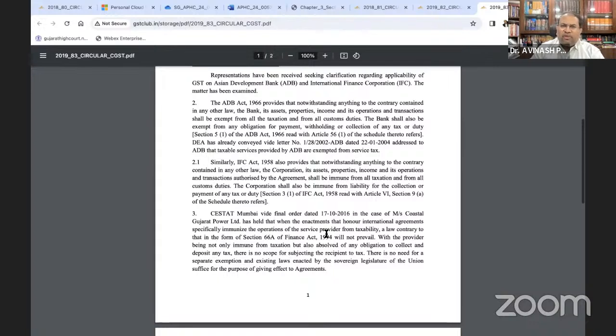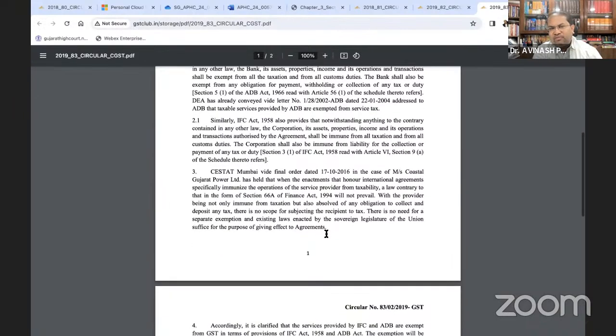The bank shall also be exempt from any obligation for payment, withholding, or collection of any tax or duty. DEA has already conveyed by letter number so and so addressed to ADB that taxable services provided by ADB are exempted from service tax. So this was the situation in service tax.